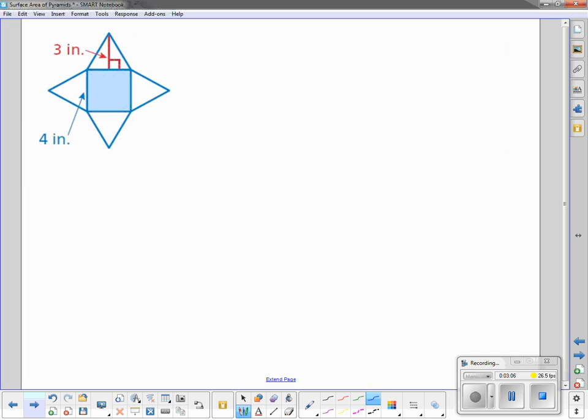In this example, we've got a net of a pyramid. And so here we're going to realize that they give us one measurement of the base. Therefore, they are also telling us that this side is 4 inches. So we have a square. So what we need to do is find the area of the base. And in this case, we're going to use the formula A equals base times height. So area equals 4 times 4, and the area of the base is 16 square inches.